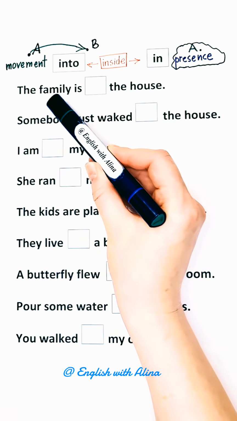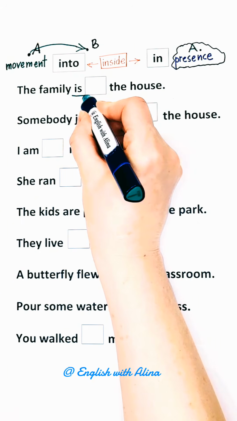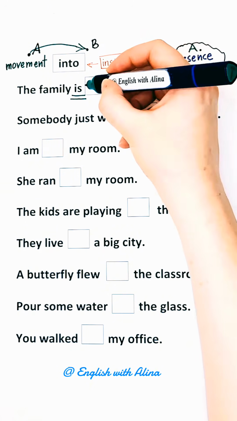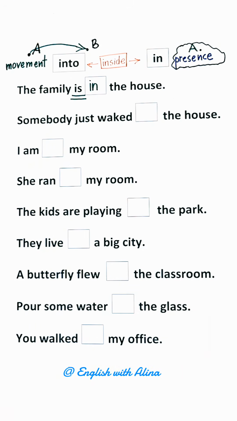The family is blank the house. In shows presence. In. The family is in the house. Here's the house. The family is inside. The family is staying in the house.